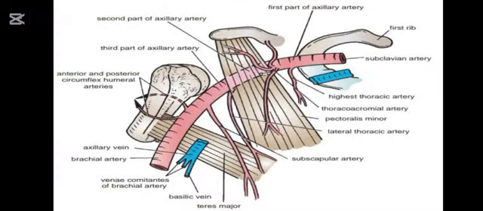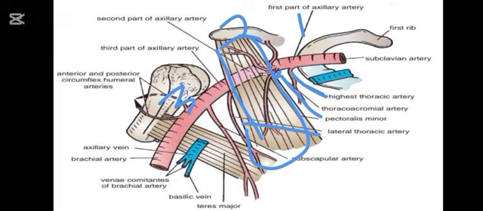In this diagram, you can easily see that the pectoralis minor muscle divides the axillary artery into three parts. First part, second part, third part. The first part has one branch, which is the highest thoracic artery. The second part of the axillary artery contains two branches, the thoracoacromial trunk and then the lateral thoracic artery.